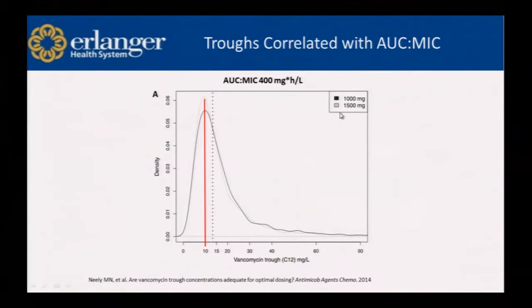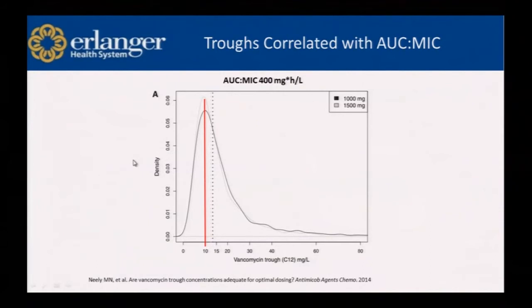So now I'd like to orient you to an association between AUC-MICs of 400 and actual real-world troughs. Here we have a graph that was adapted from Neely and colleagues. They took a pharmacokinetic model and computed it using 2 different dosing regimens of 1 gram every 12 hours and 1.5 grams every 12 hours. I'd like to orient you to the x-axis, which depicts vancomycin trough concentrations, and the y-axis is the density of populations that achieved an AUC to MIC of 400 at a set trough value.